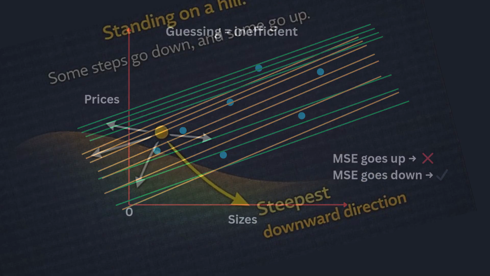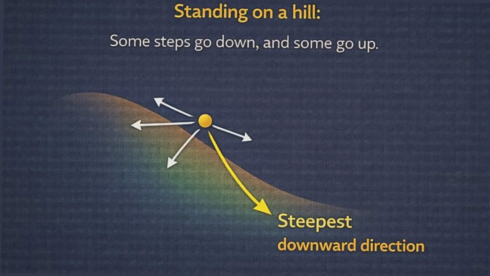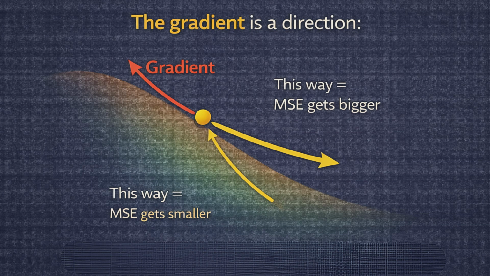We need a rule. Think about standing on a hill. If you take one step in different directions, some steps go down and some go up. What we want is the direction that goes down the fastest. The gradient is just a direction. It tells us which way MSE increases the fastest. So if we go in the opposite direction, MSE decreases the fastest.